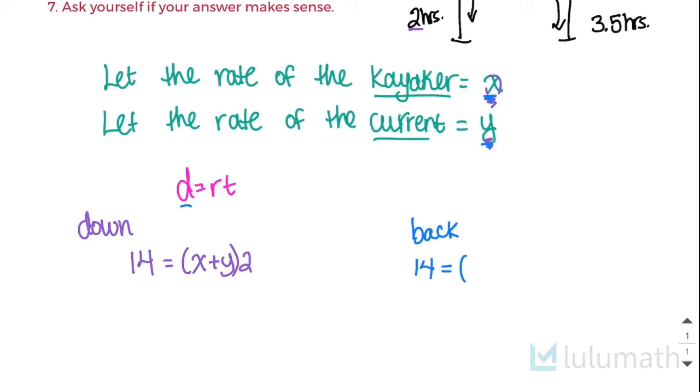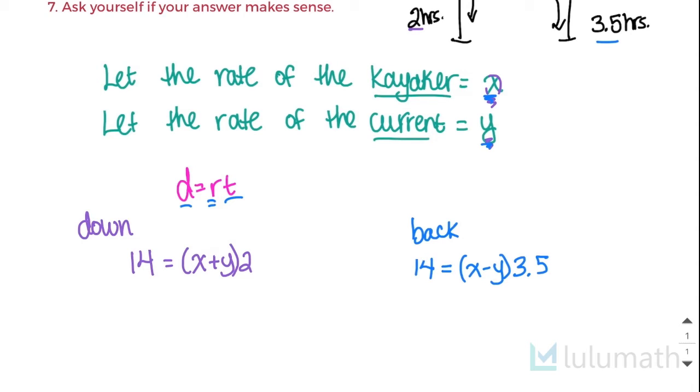So instead of adding them together, we're going to subtract them because the rate is slower. So that's the rate right here. And we know that we want the time. We know the time took 3.5 hours, so we're going to write 3.5 here. Okay, now I just need to go ahead and solve.